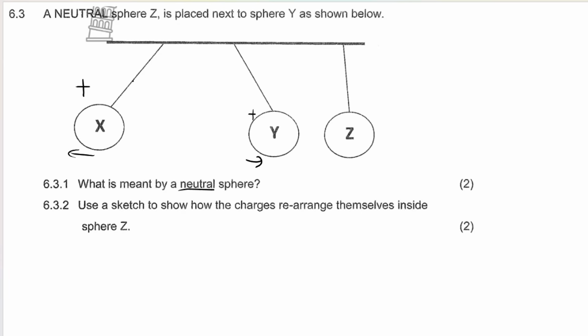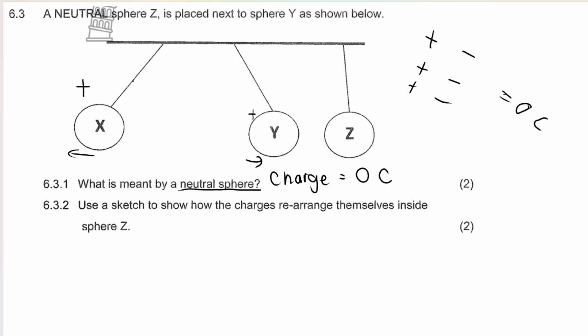Now, what you need to understand by neutral is that it has a charge of 0, which means 0 coulombs. More importantly, it means the number of protons and the number of electrons is equal. So say, for example, it has 3 protons and 3 electrons. Overall, it has a 0 charge. That's what neutral means. So it doesn't mean that it has no charges.